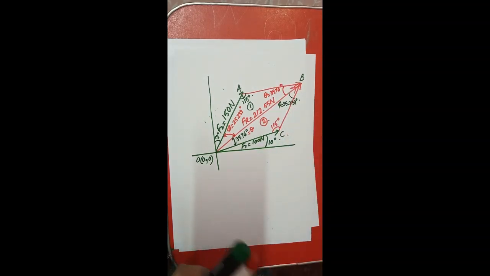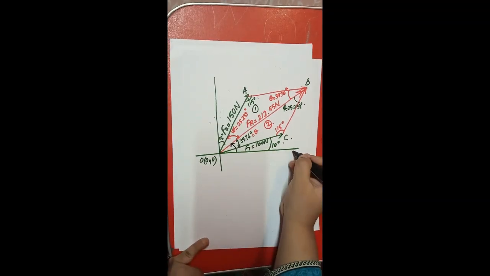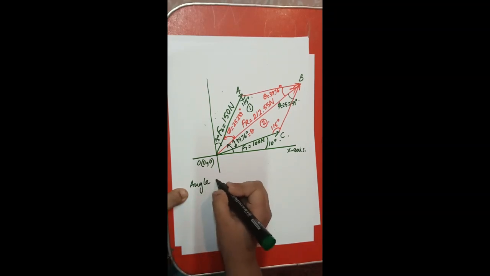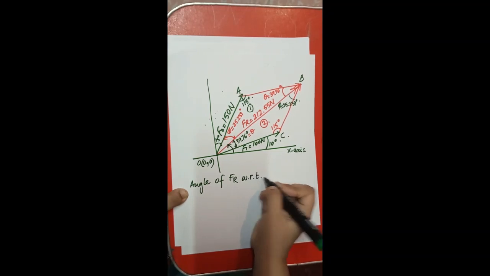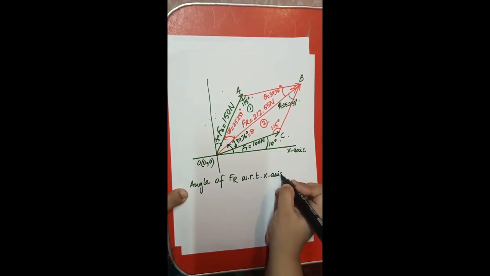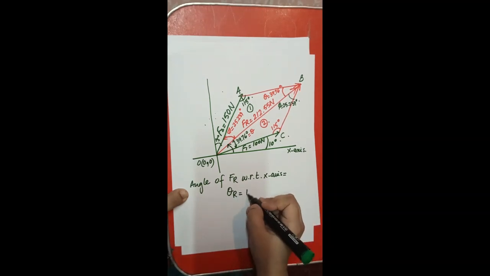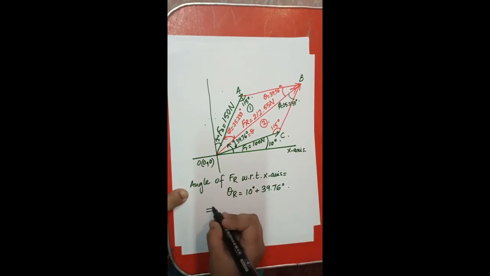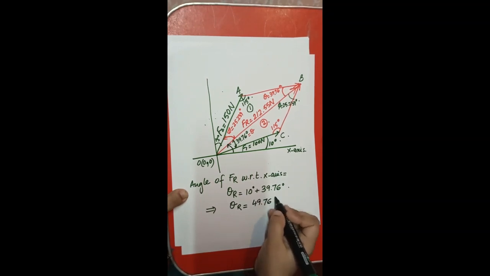What we have to find out is the angle of FR with respect to the x-axis. The angle of FR, theta r, is equal to 10 degrees plus 39.76 degrees. Therefore theta r is equal to 49.76 degrees.